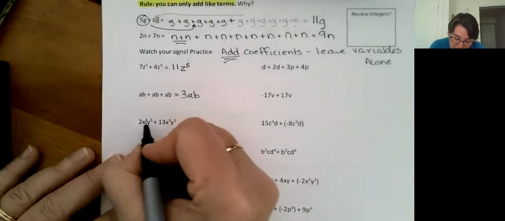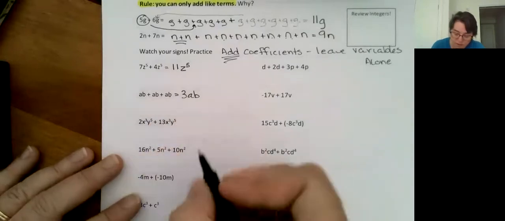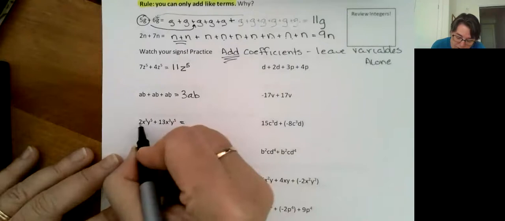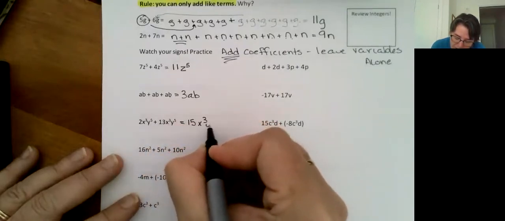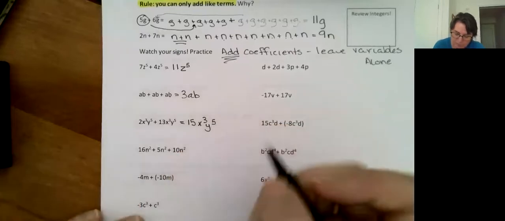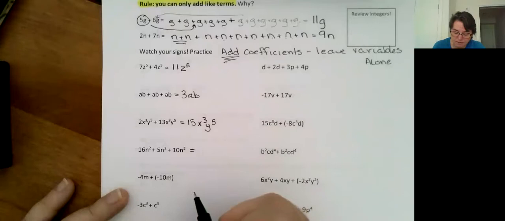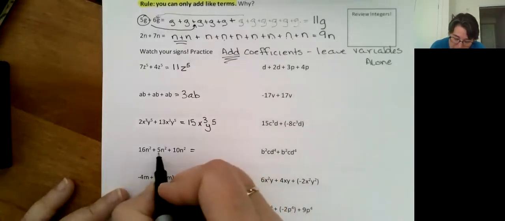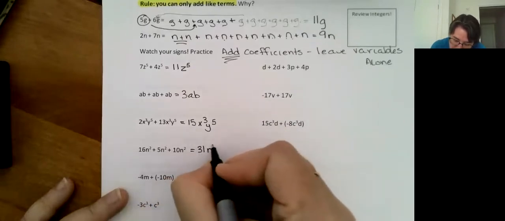So we got, let's double check, x to the 3, y to the 5, x to the 3, y to the 5. So we're golden. 2 and 13 is 15, x to the 3, y to the 5. Oh no, what if there's 3 numbers? So what? 16 and 5 is 21, plus 10 more is 31, n squared.